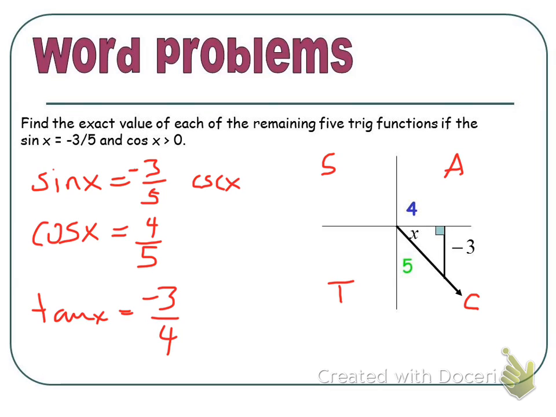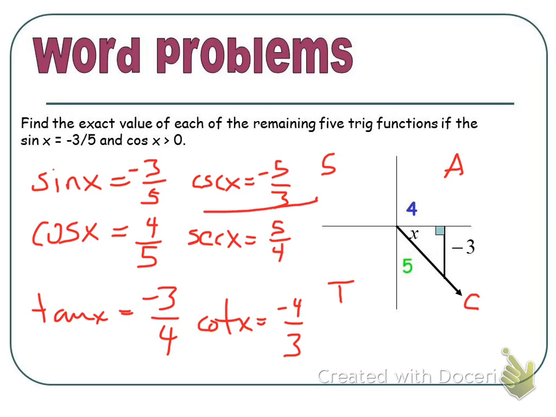Cosecant of x is negative 5/3. Secant of x is 5/4. And the cotangent of x is negative 4/3. And if we've done this correctly, this is why I was saying it's a good thing to put the ASTC down. It's a check for us, right? Only cosine and secant should be positive, and that's the case. Cosine is the only function that should be positive in the fourth quadrant. Okay, quiz on Thursday.